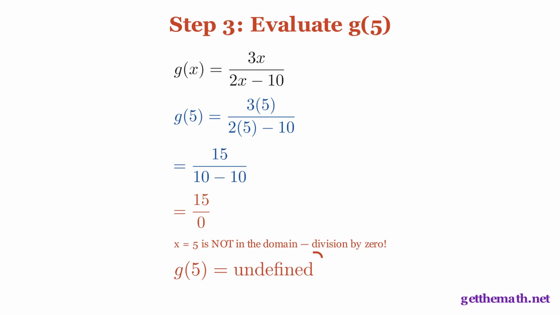The numerator is 15. The denominator is 10 minus 10, which equals 0. We have 15 divided by 0. Division by 0 is undefined in mathematics. Therefore, g of 5 is undefined.